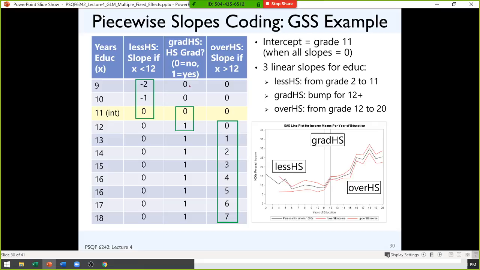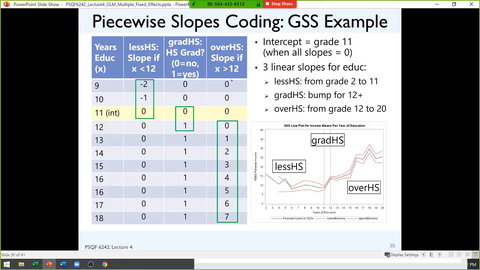The second slope then is off until we hit 12, at which case it picks up and turns to 1. The first slope shuts off after 11. It's done. It's only there to track the effect of education up to 11, and then it shuts off where it left off. So in this case, where it left off is 0, and that's why these are zeros all the way down. The second slope is 0 until it's active. It turns on at 12, and then it stays at 1 where it left off. So that's why these are all 1s.